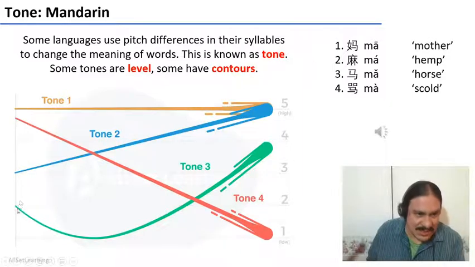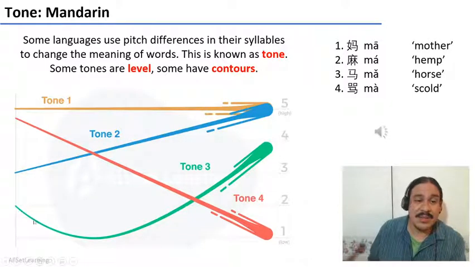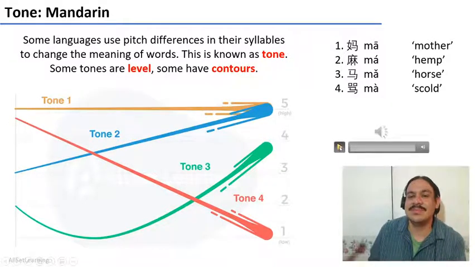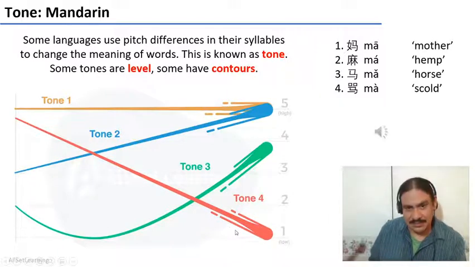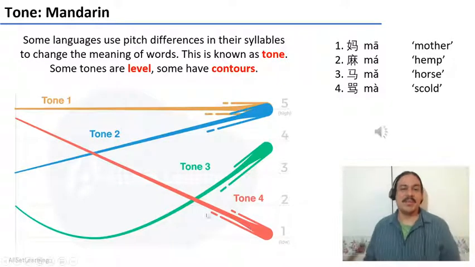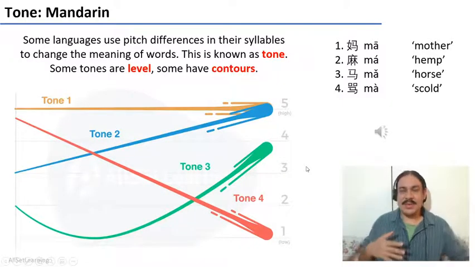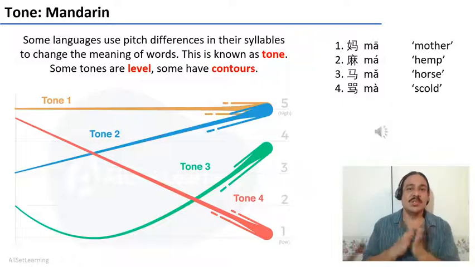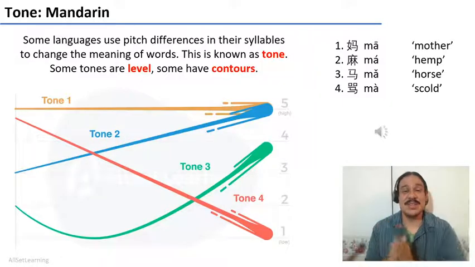The third tone has a little dip. So you start somewhere around 2, low, and then go all the way low and then go high up to 4. And then on the fourth tone, the falling tone, you start fairly high and then go all the way down to 1. Four tones. So again, this way of using pitch, where you use it to indicate changes in meanings of words, is called tone.